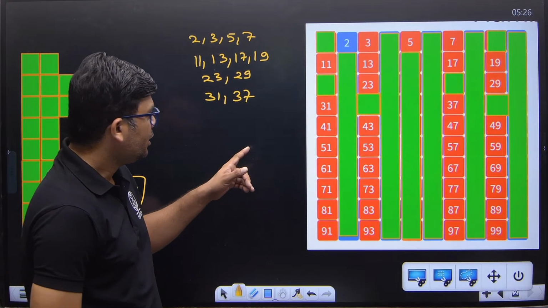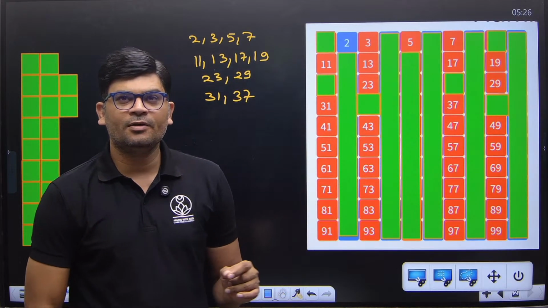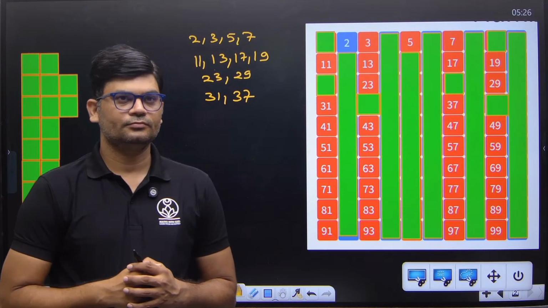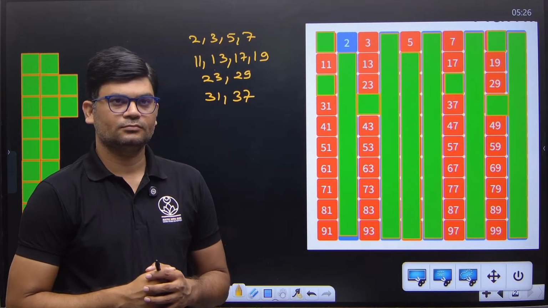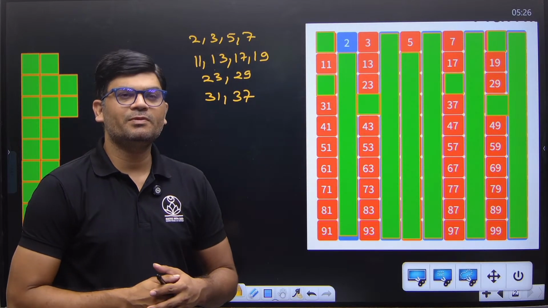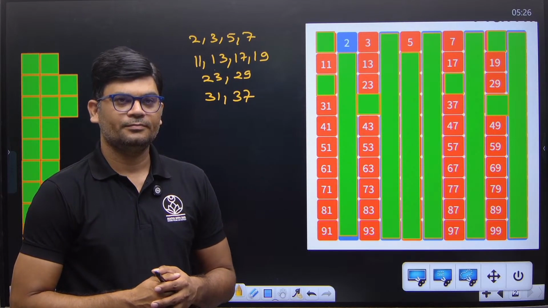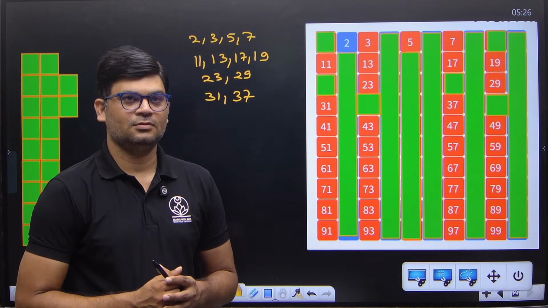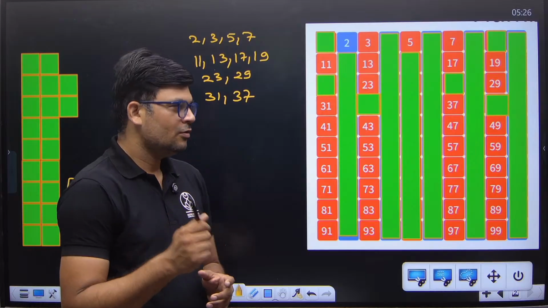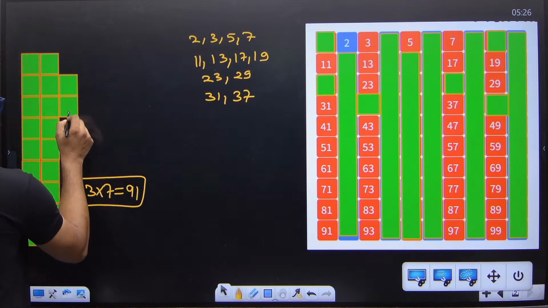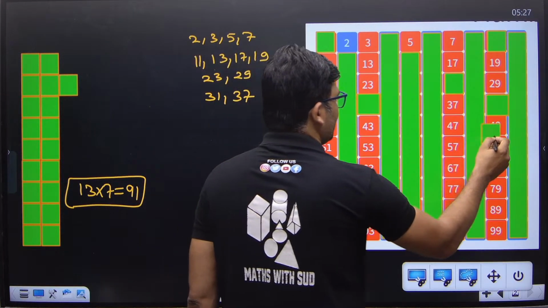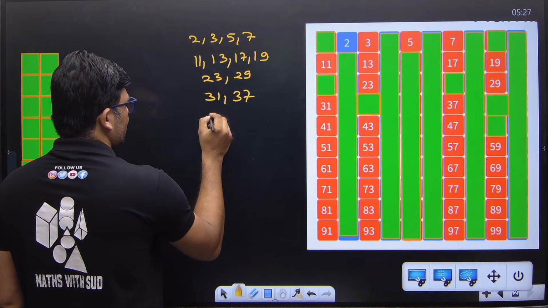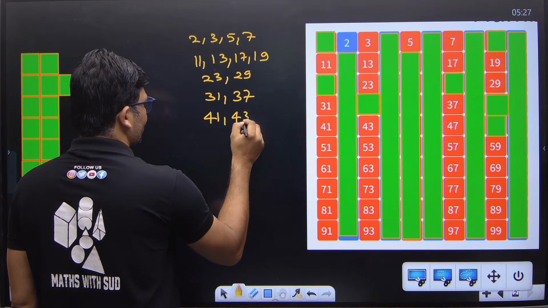Okay. In the next row, can you tell me any number which is divisible by 3? 43. How can 43 be divisible by 3? No, not 43, 40. No. We are also doing 7, right? Yes. So 49 is divisible by 7. Very good point. So we will just hide 49. It is not a prime number. So we are left with 3 numbers, that is 41, 43 and 47.